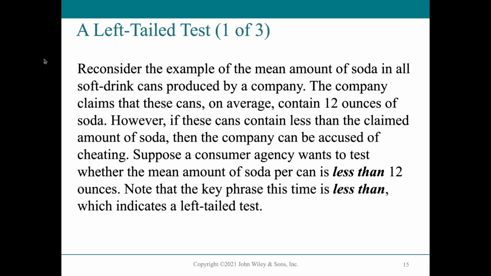Okay, how about the left tail test? Reconsider the example of the mean amount of soda in all soft drink cans produced by a company. The company claims that these cans, on average, contain 12 ounces of soda. However, if these cans contain less than the claimed amount of soda, then the company can be accused of cheating. So suppose a consumer agency wants to test whether the mean amount of soda per can is less than 12 ounces. It's just looking for if it's less than 12. If it's greater than 12, it doesn't really matter, as long as it's not less than 12. So the fact that it has a direction, it must be less than.